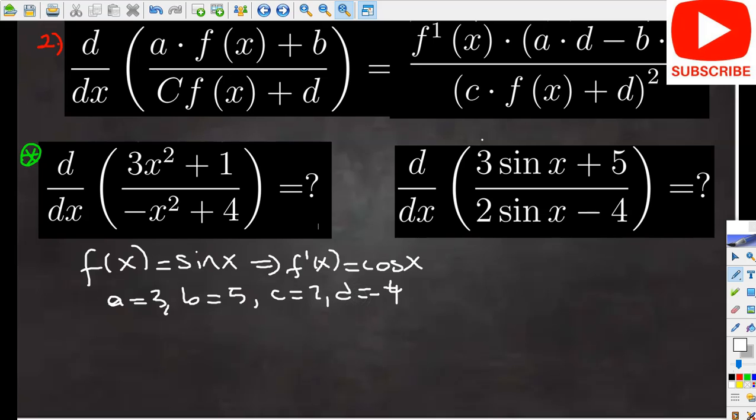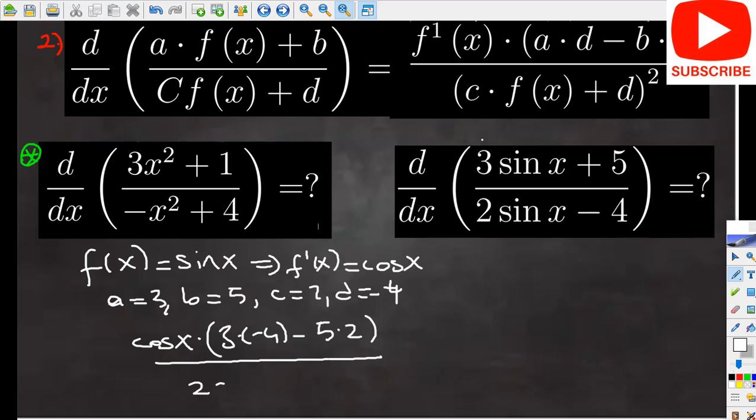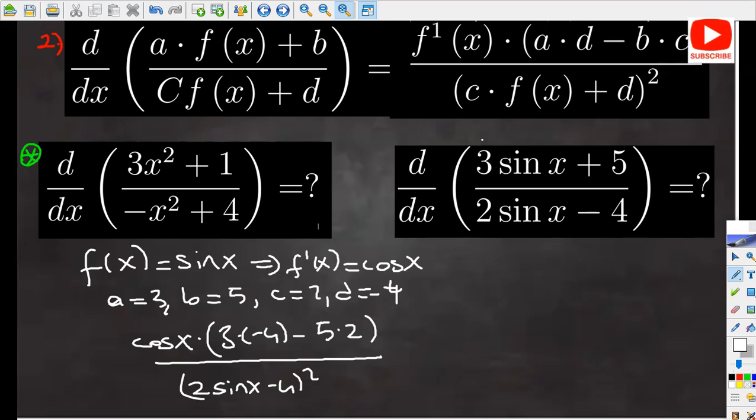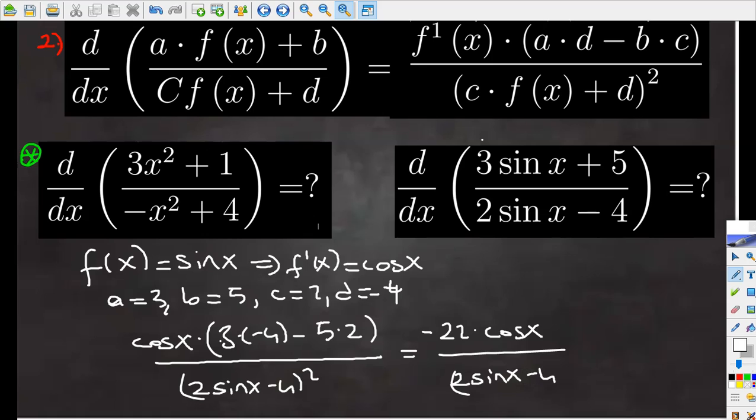If you need to rearrange the expression a bit, you need to do that because the order of the terms matters. So that expression is going to be equal to f prime x, which is cosine x, times, we're going to do the cross product, 3 times negative 4 minus 5 times 2, divided by the denominator squared, which is 2 sine x minus 4 squared. Let's try to simplify it. 3 times negative 4 is negative 12, 5 times 2 is 10, so it's going to be negative 22 times cosine x divided by 2 sine x minus 4 to the power of 2. That's my final answer.